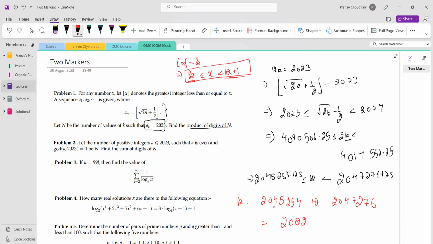Oh, right. If we see that this number also satisfies the condition that ak is equal to 2023, and this number also satisfies it, we have to count these two integers as well. In which case it's 2022 plus 1. Basically, it's this minus this plus 1. So 2023 only. The answer to this problem is we have to find the product of digits, so the answer would be 12.